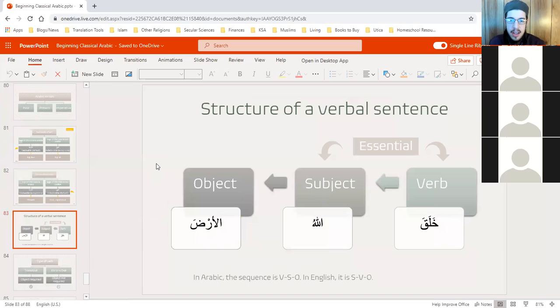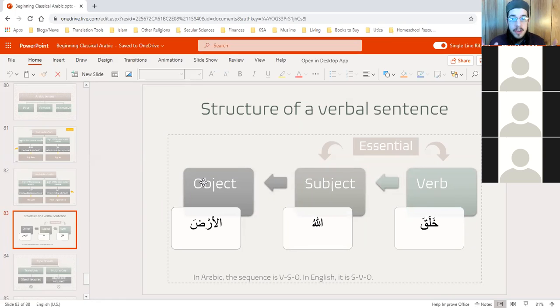Very good. Okay, so there are three possible parts to a verbal sentence. In this order, the first is the verb. The second is the subject of that verb, or the doer of that verb. And sometimes we're going to have an object. Those are your three ingredients of a verbal sentence.